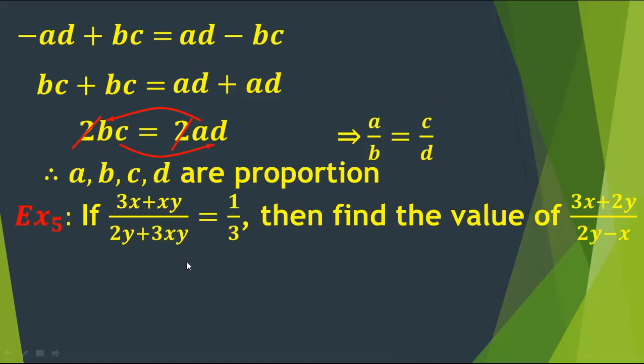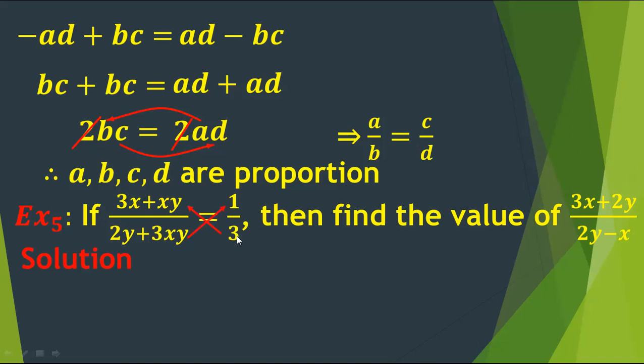Example 5. If (3x plus xy) over (2y plus 3xy) equals 1 over 3. It's so easy. Ratio equals ratio. And also I said if I have ratio equals ratio, the first step is cross multiplication. Then find the value of the required expression. The first step, cross multiplication.